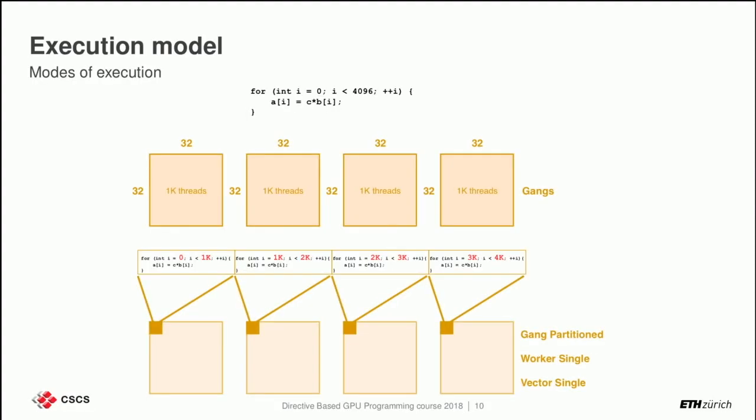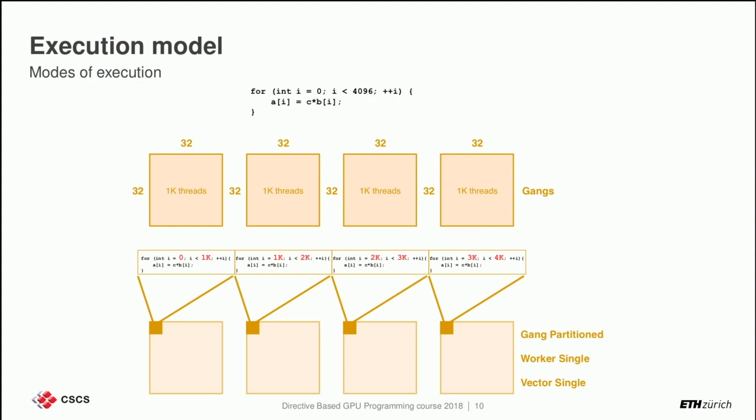Okay, that's the gang redundant mode. So let's go to the gang partitioned mode, but worker single, vector single. What does this mean? It just partitions this iteration space across the gangs. So the first gang, the first block, will take from 0 to 1K, the second from 1K to 2K, and so on. But again, since we're in worker single and vector single, just a single thread will execute this whole loop. So again, okay, we have a little increased parallelism, but not at the level that we'd like.